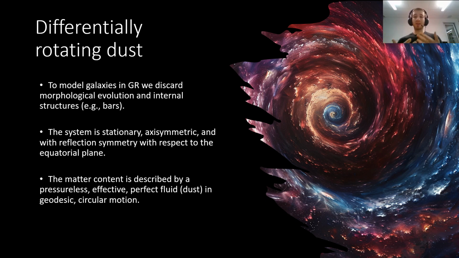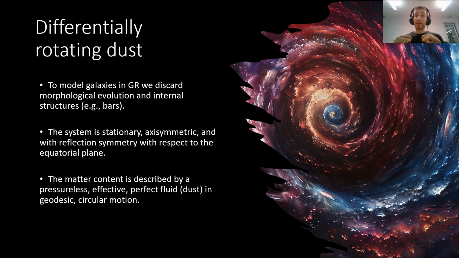Now, all these symmetries that we are adding, so axisymmetric, stationary, are needed to even try to solve Einstein's equations. Their highly nonlinear nature makes them very, very hard to solve, basically.